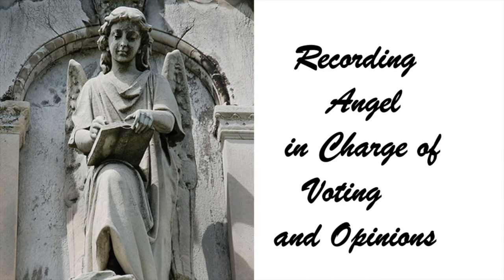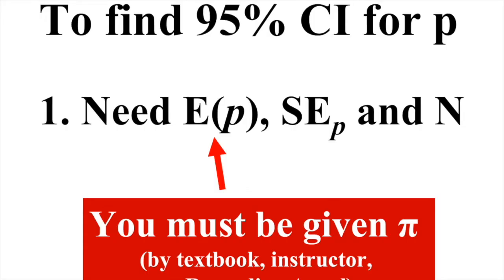So we never exactly know the value of pi, because you would have to go and measure and take every person in that sample. And in East Virginia, it's 8 million. So that's pretty much impossible. So if you want to know pi, someone has to give it to you. So that'll be either the textbook or the recording angel.